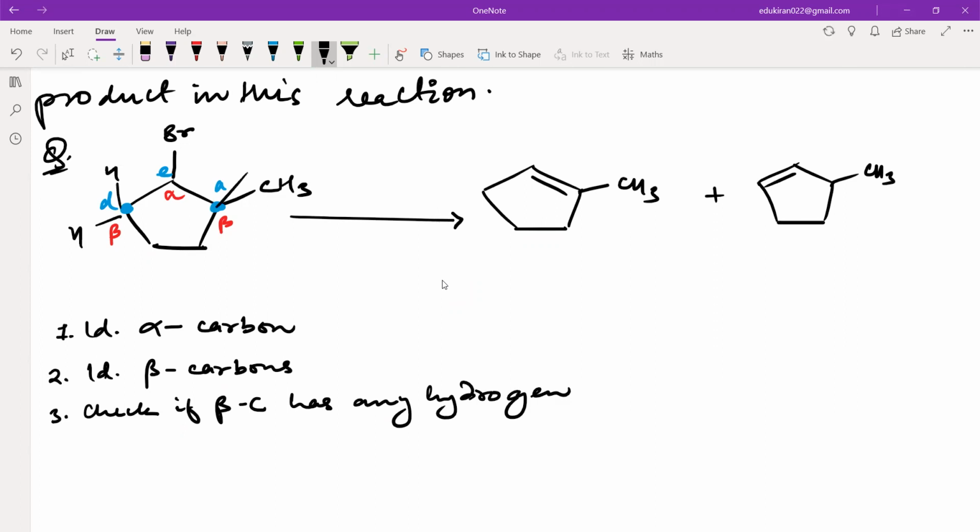The hydrogens are here. So either HBr will be removed using A and D, or HBr will be removed using A and E. Yes or no, guys? No problem with this product? Now tell me which will be major, A or B? Which will be major? Let's see, tell me the sp2 carbon. Is this sp2?